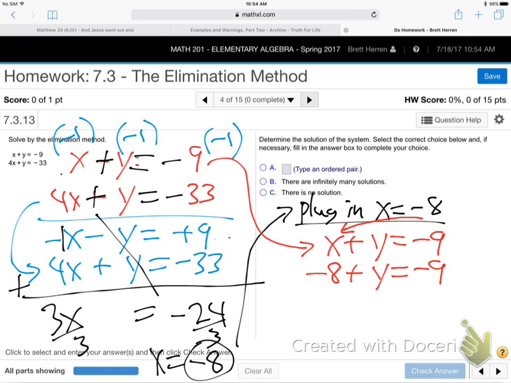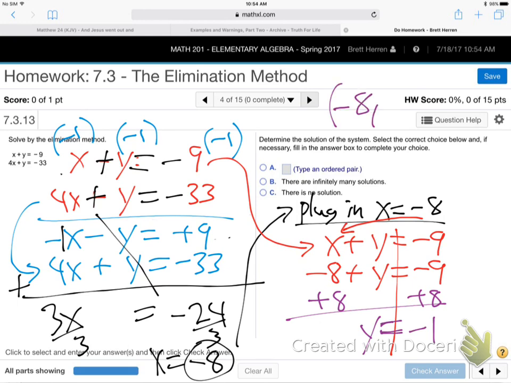How do you finish getting y alone? Add the 8, right? Add the 8 to both sides. Y is, what is that? Negative 1. So we got our answer. Negative 8 for x, negative 1 for y. There's x, y. We are done.